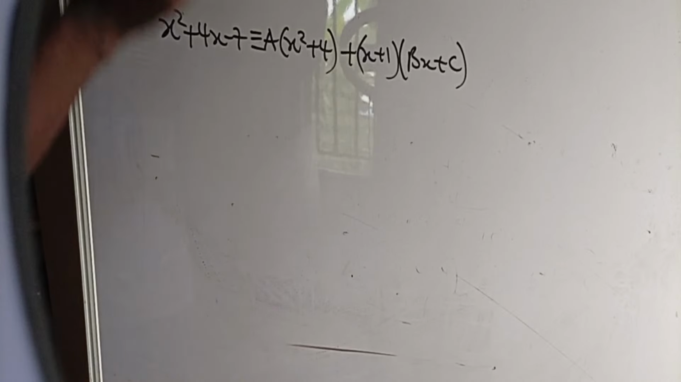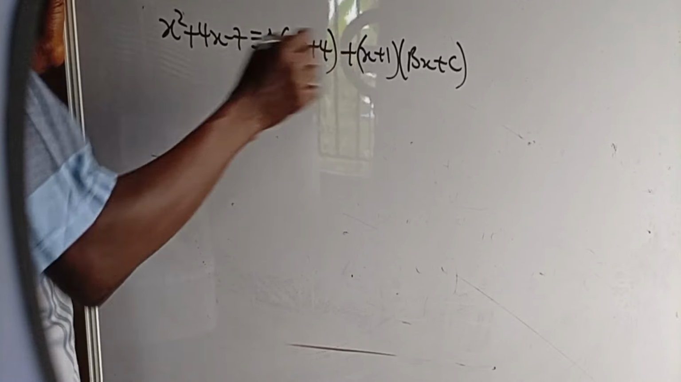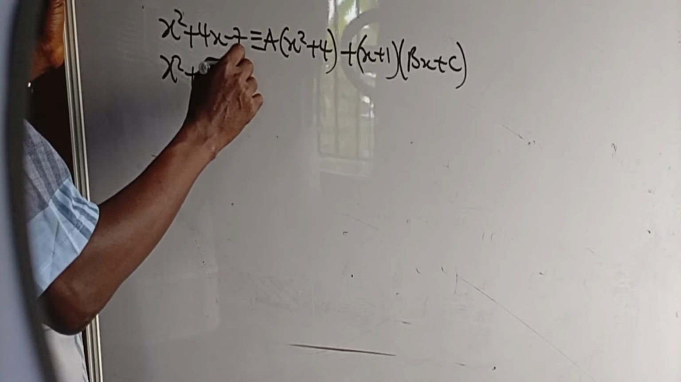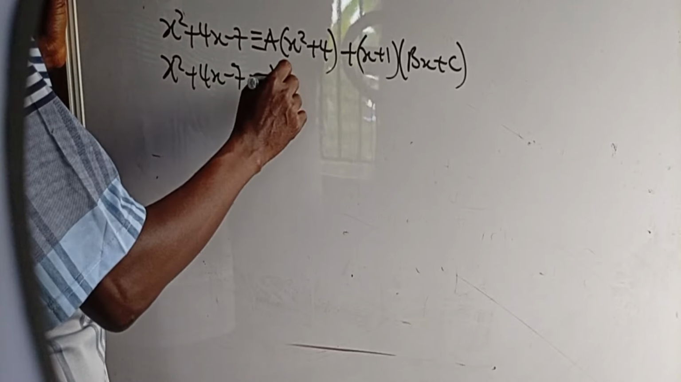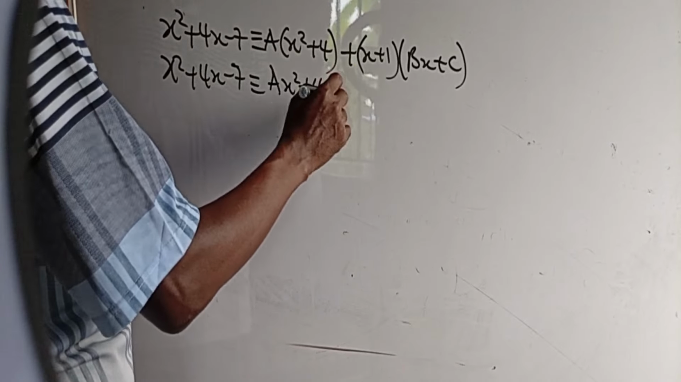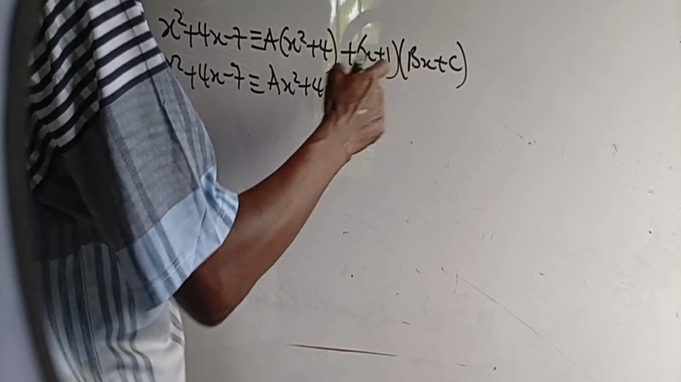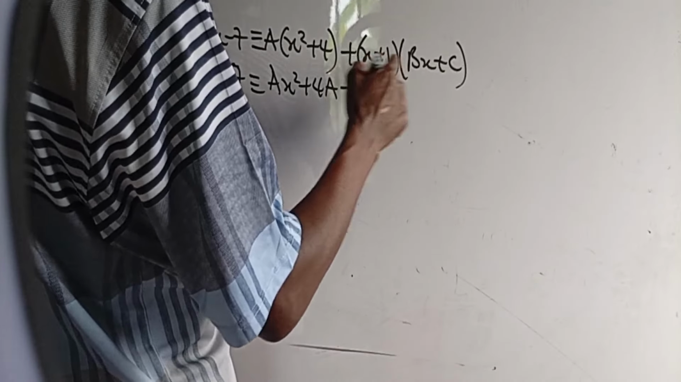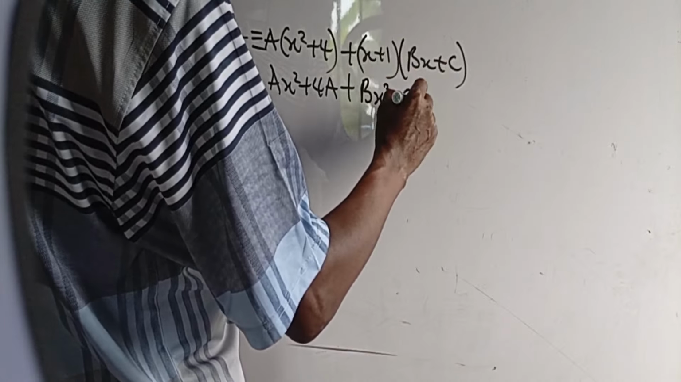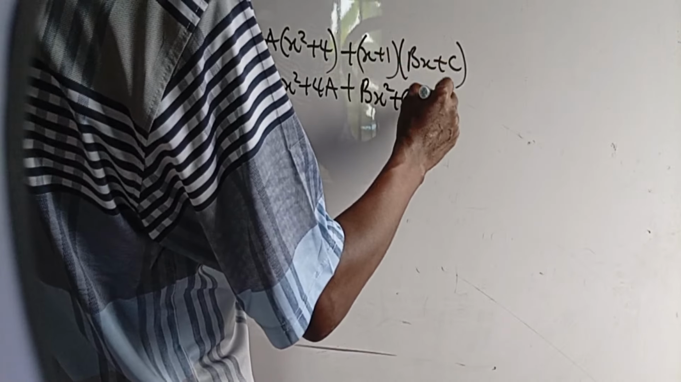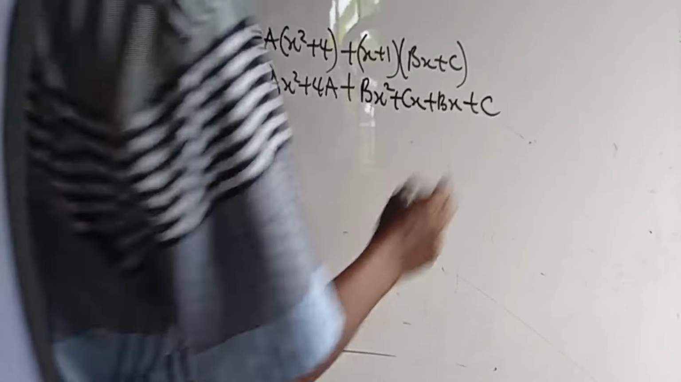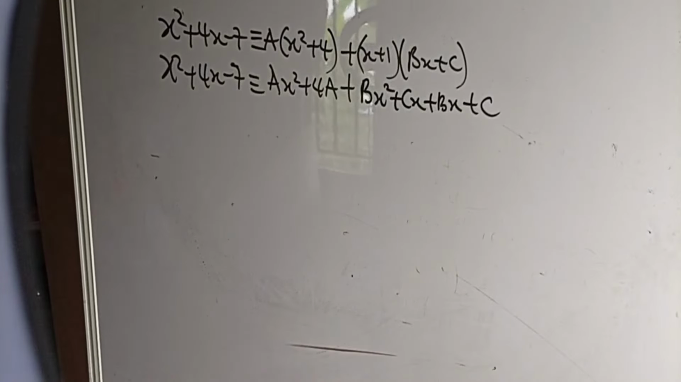Now let's expand everything. Expand. We have x squared plus 4x minus 7 equals a times x squared plus 4 plus, now we are expanding, x times bx squared, x times plus c, cx plus 1 times bx, plus bx plus 1 times plus c. I think that is good.